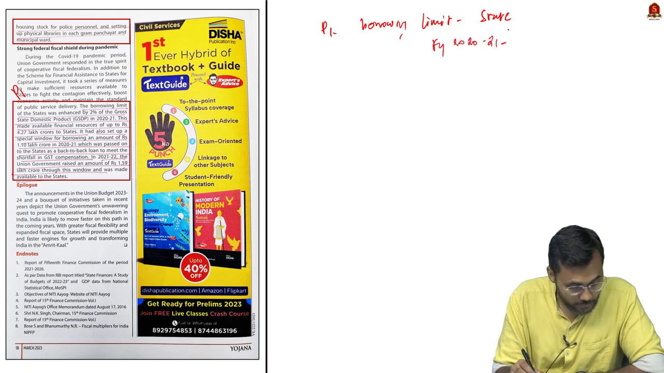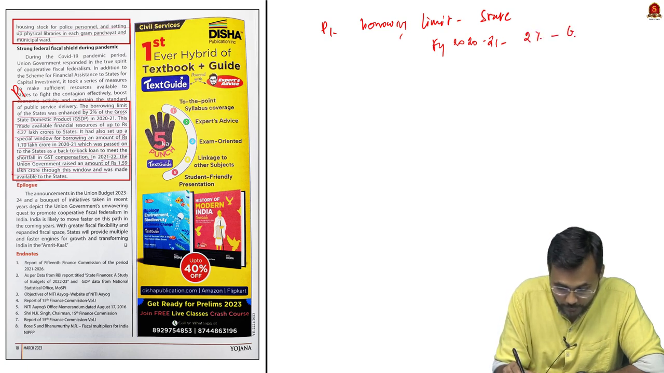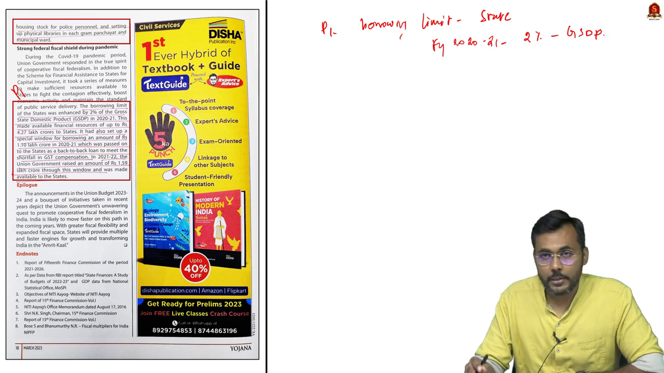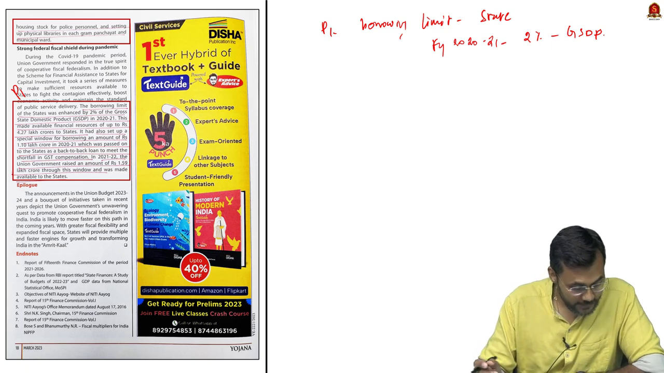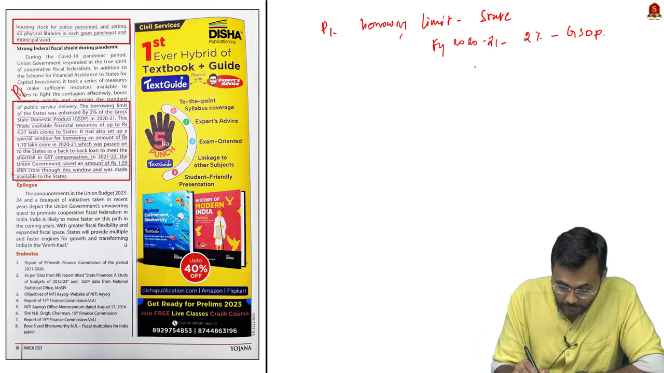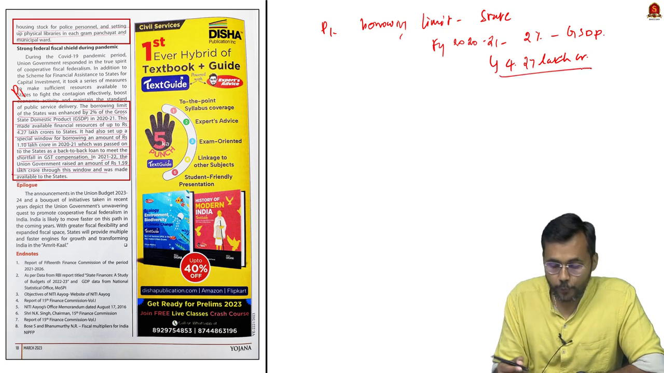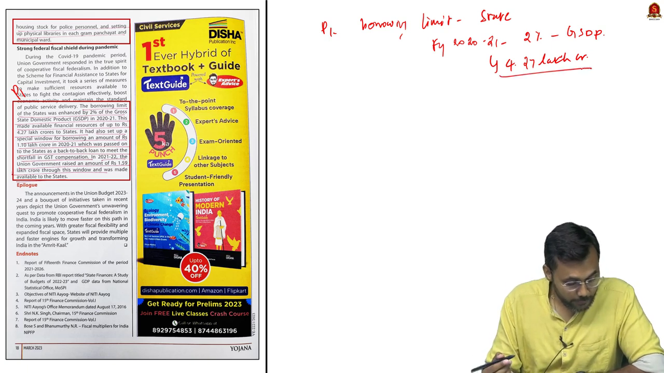2021, states were authorized a borrowing limit of 2% of gross state domestic product. So up to the maximum value of 2% of gross state domestic product, they can get money from the markets. That reaches the value of 4.27 lakh crores. This is the money they can borrow from the market. That is a permission given by the union government.